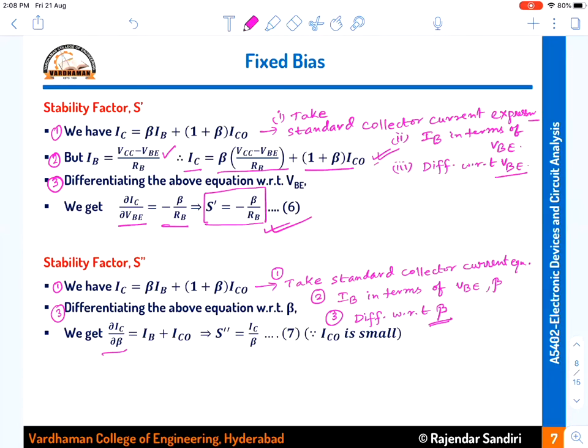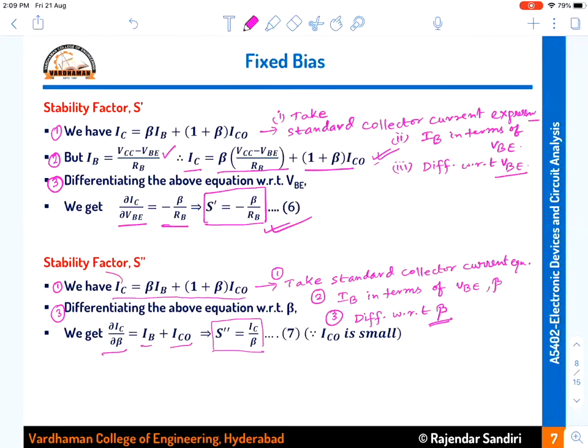So this beta is a variable. So beta into IB, if you differentiate with respect to beta, you will get simply IB, plus 1 plus beta into IC naught. If you multiply inside, IC naught plus beta IC naught. IC naught is a constant, so the derivative is 0, plus beta IC naught. Beta is a variable, therefore you will get IC naught. So IB plus IC naught. IB plus IC naught is nothing but, taking IC naught as very, very small, you can rearrange the first equation so that you will be getting IB plus IC naught as S double dash is equal to IC by beta.